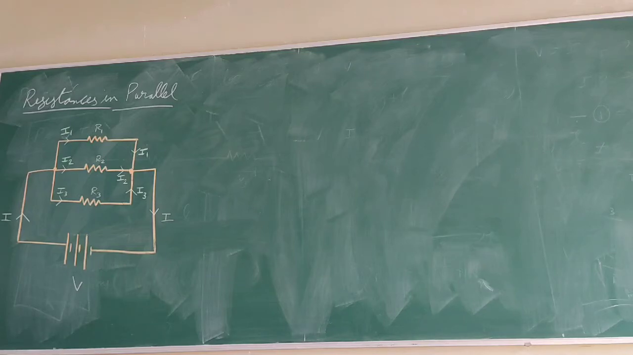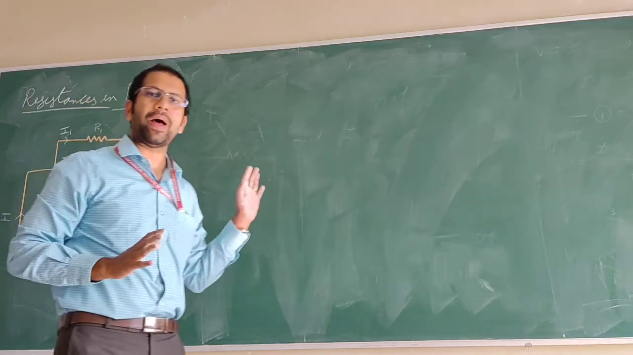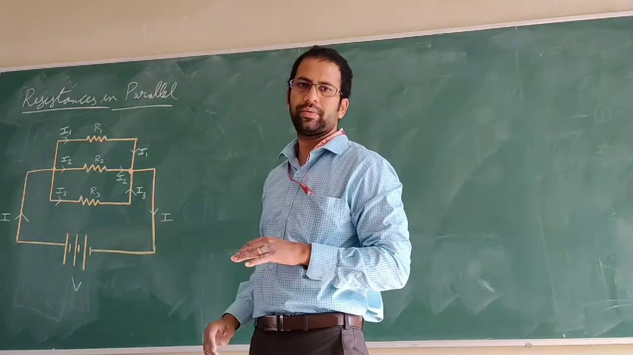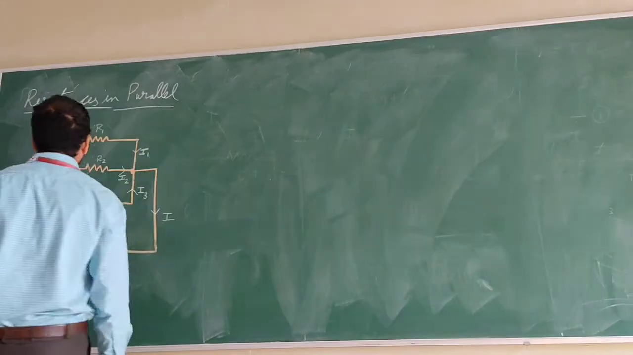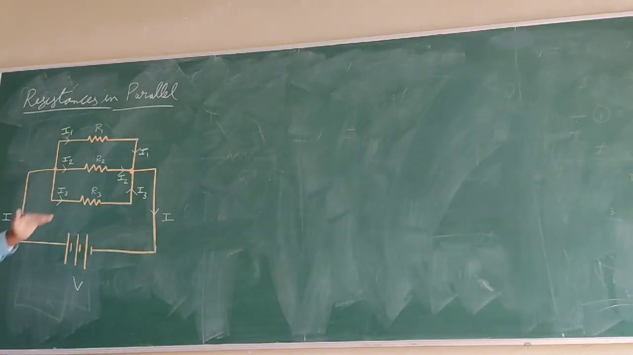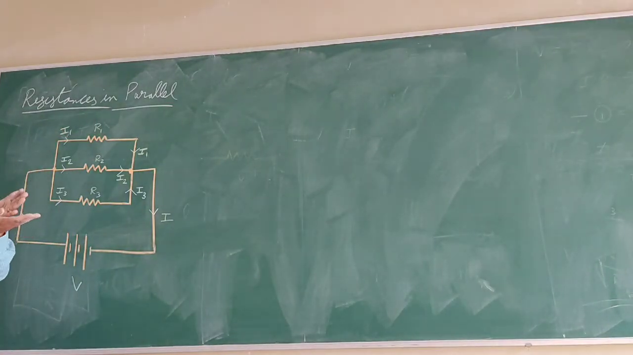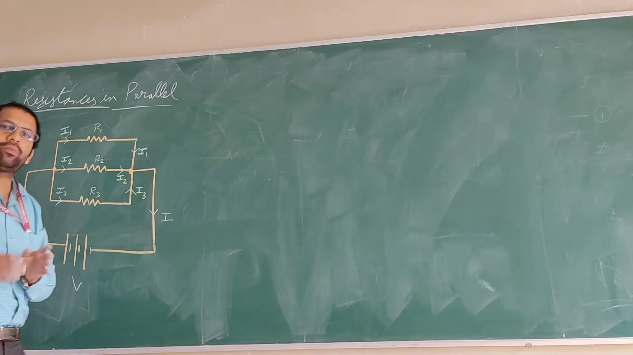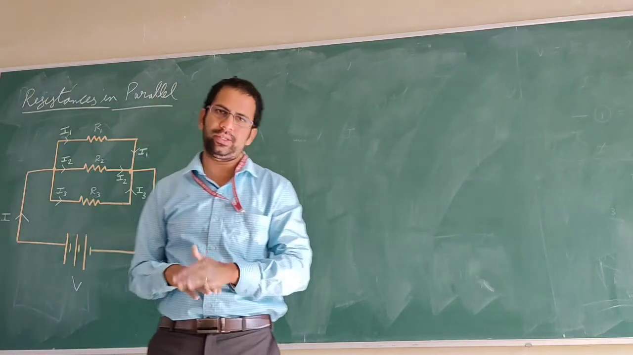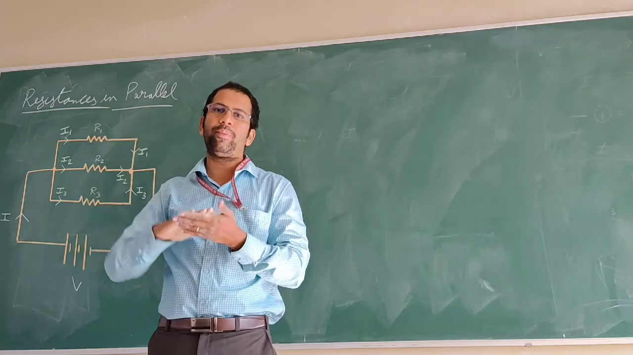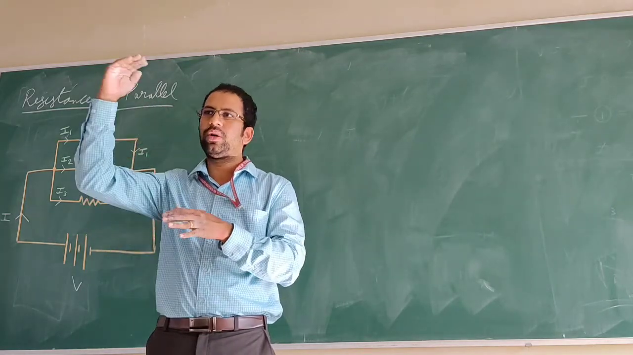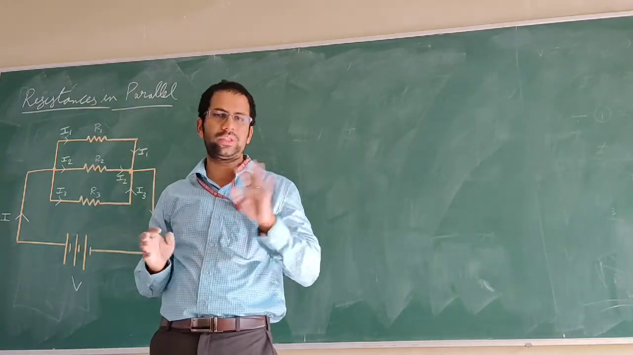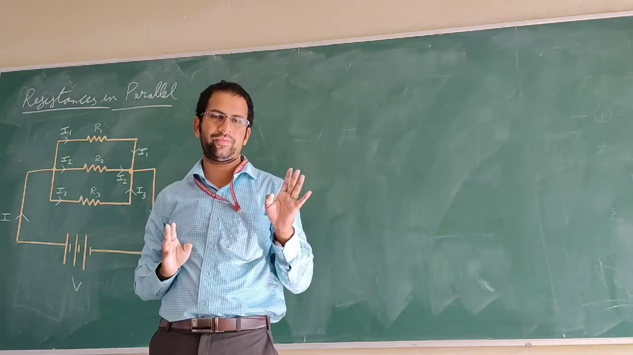So in this diagram you can see resistances in parallel. Obviously, you know parallel connection. You can see three resistances connected in parallel. Parallel connection means it's not one above another, one below another, or in a vertical manner. No, that's not the meaning of parallel connection.